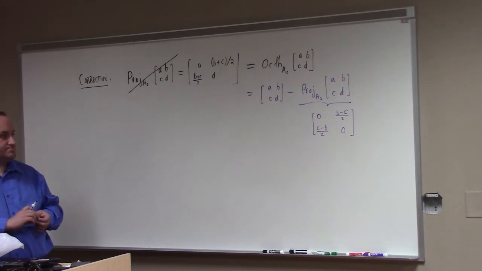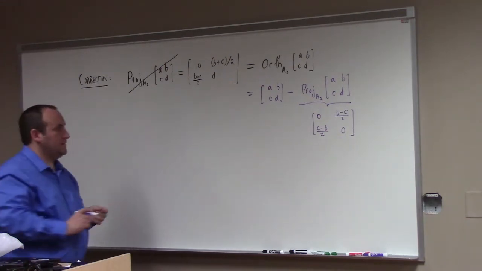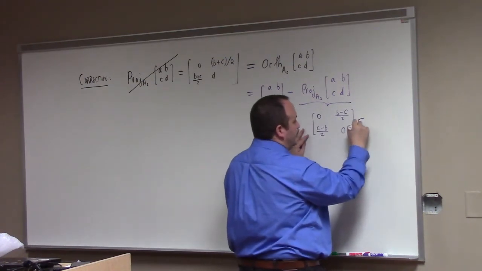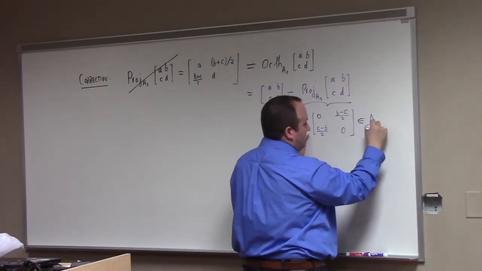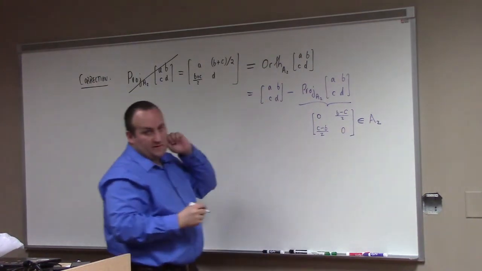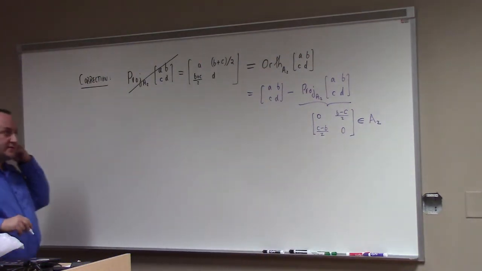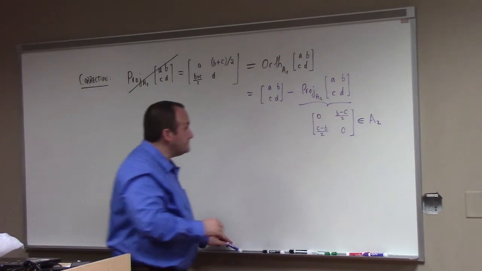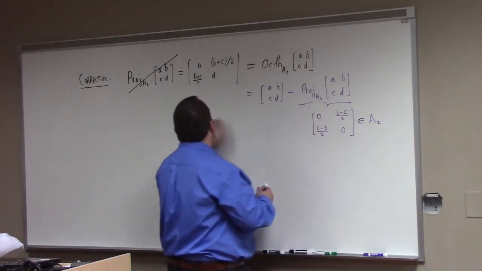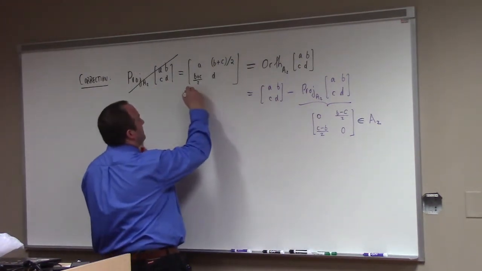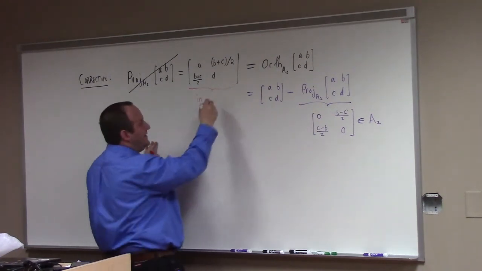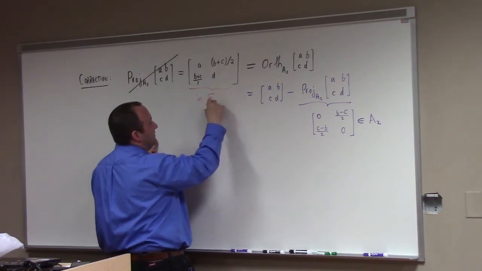So let's see here. Here's the difference. The projection of a matrix onto A2 is in fact an element of A2. Right? This is itself an antisymmetric 2x2 matrix. In contrast, where is the orth? Where's this matrix? This is in what I was calling S2, right? This is a 2x2 symmetric matrix.